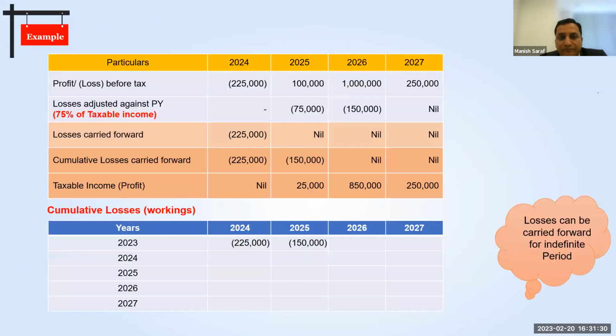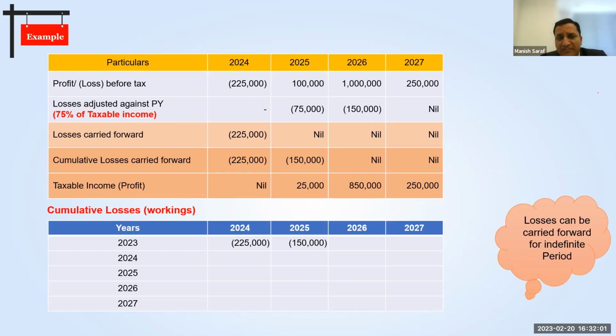Next slide. So this is an example where, in 2024, there is a loss of 225,000, which is carried forward to 2025. And then there was an income of 100,000, out of which only 75% can be claimed, which is 75,000. So out of the 225,000 of 2024, only 75,000 is claimed. So the balance remaining is 150,000. So the net income of 2025 is 25,000.